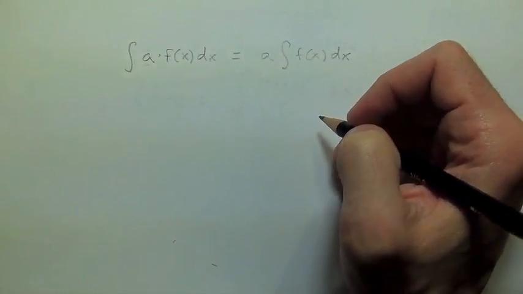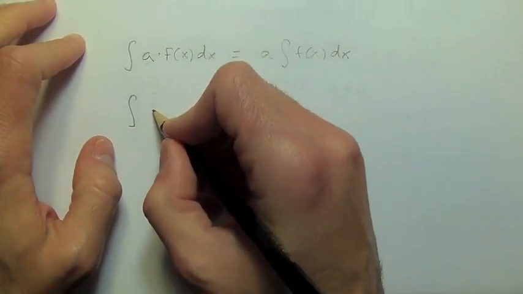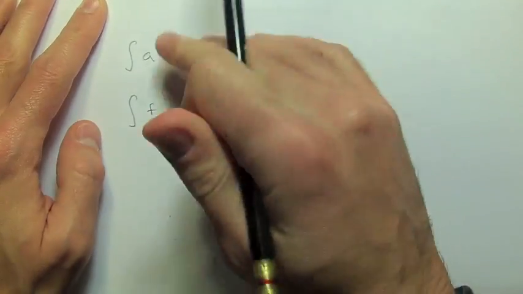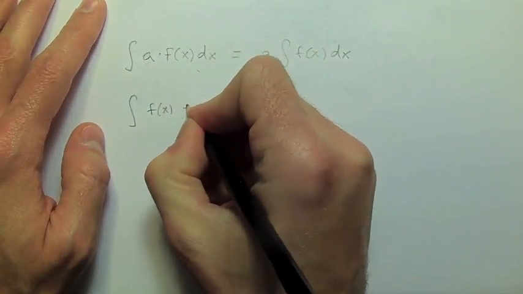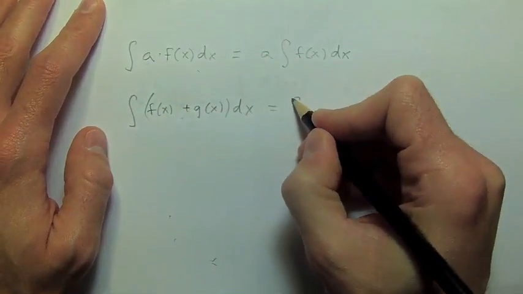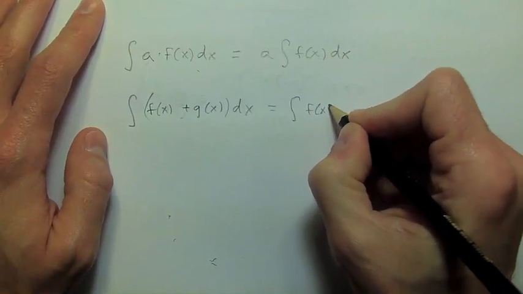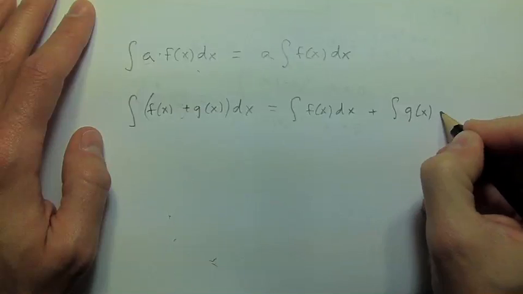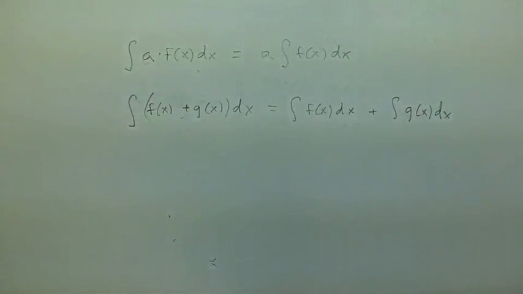If you have a sum, like the integral of f of x plus g of x dx, that's going to be the integral of f of x dx plus the integral of g of x dx. So you can integrate like you differentiate, term by term, which is actually a wonderful boon for us when we do this.